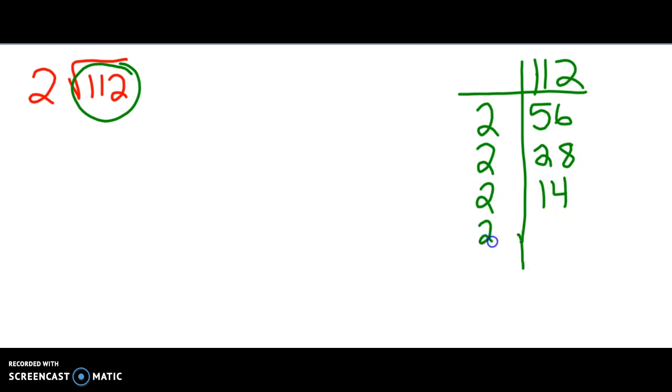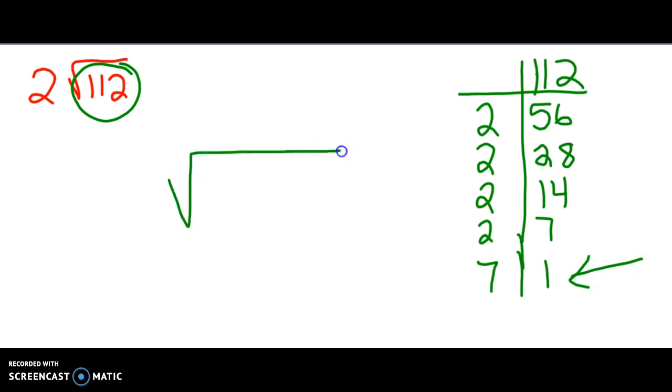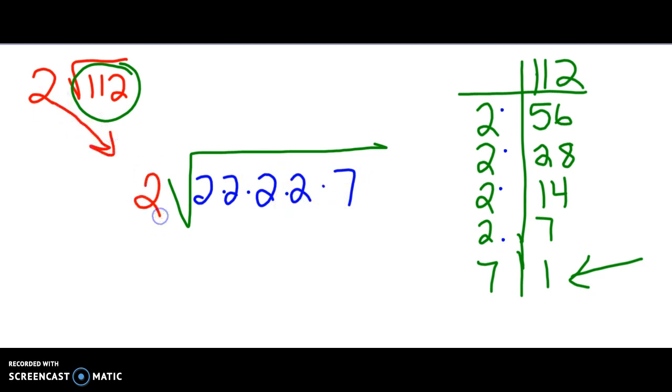Breaking down 28, I'm going to do 28 divided by 2, and I get 14. 14 can be divided by 2 7 times. And then the only thing divisible by 7 is itself. So when you get to 1, you're done. So then I come over here in my radical and I put all my numbers in there. So I have 1, 2, 3, 4 2s and 1 7. And then I also have to bring this 2 down from my problem.